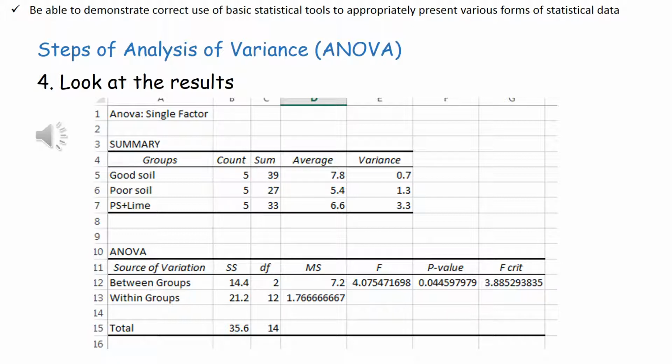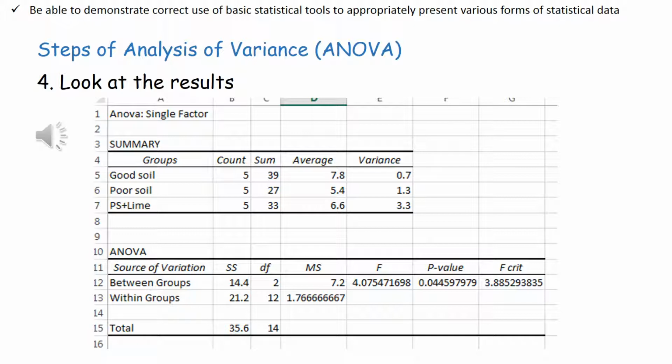Under the summary data is the ANOVA results for that data. We can see the variation is split into variation between groups and variation within groups. SS is the sum of squares between groups, within groups, and in total. The total is given by adding the sum of squares within and the sum of squares between groups together. The degrees of freedom we have already discussed.